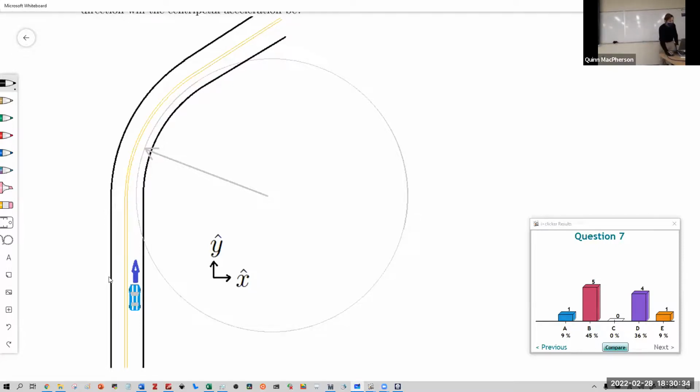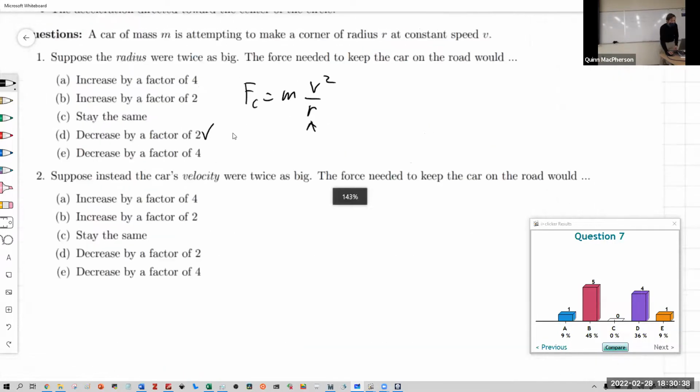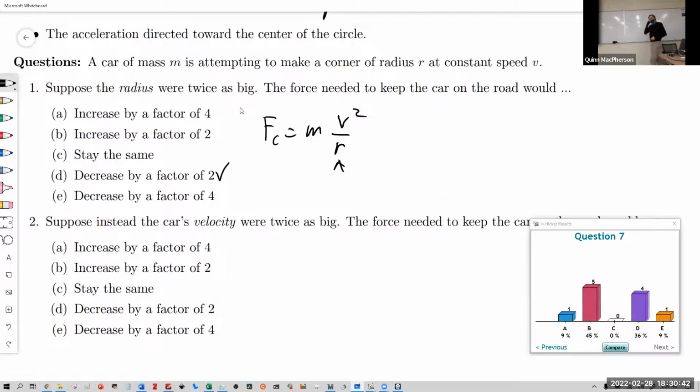So if you have a bigger R, you need less force to keep you on the corner. This is why you typically slide off the corner on sharp corners. Right? If there's a sharp corner, that's a small R. You have a small R, that's a big force. You need a big centripetal force, aka friction, has to supply a big centripetal force to keep you in the circle.